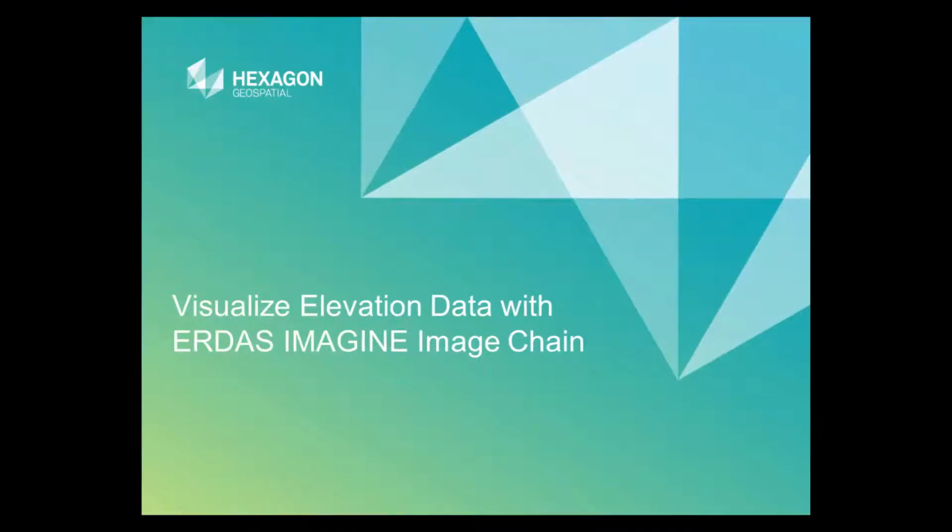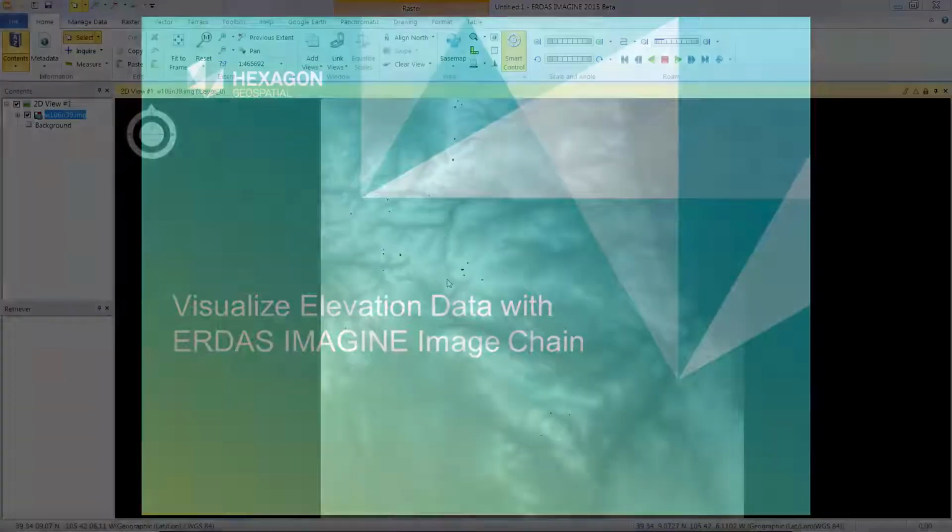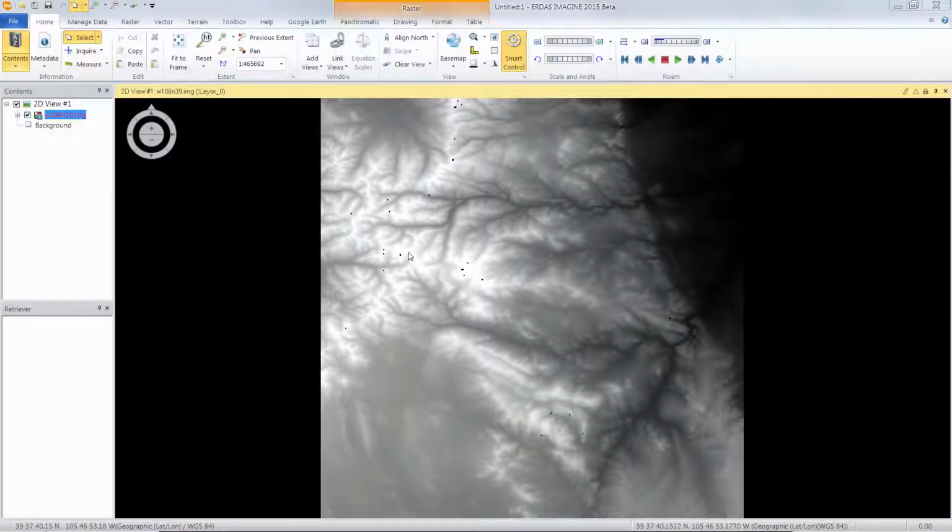Our topic: flexible ways to visualize a digital elevation model using the ERDAS IMAGINE Image Chain. In this module, we'll look at the relief mode and see how it can be used to help interpret elevation or other surface type information. I'll begin with a DEM displayed in the viewer using the standard grayscale display.